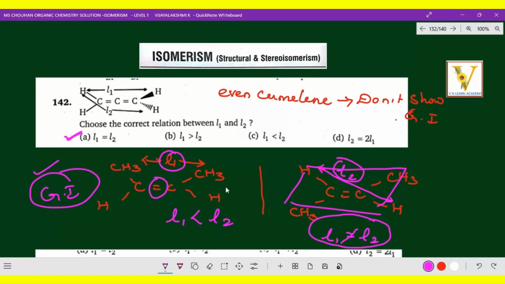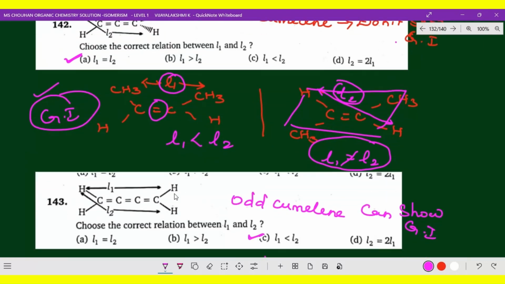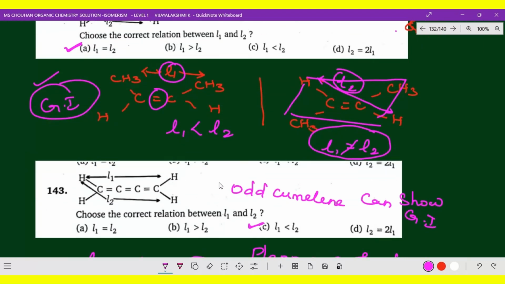You know the main reason? In even cumulene, the terminal carbons are perpendicular to the planes, whereas in odd cumulene the double bonds allow the terminal groups to remain in the same plane. So that is the main point. Terminal carbons are perpendicular to the plane in even cumulene, whereas in odd cumulene the double bonds allow the terminal groups to remain the same. I hope you got the clarity. Okay, let's go to the next question.